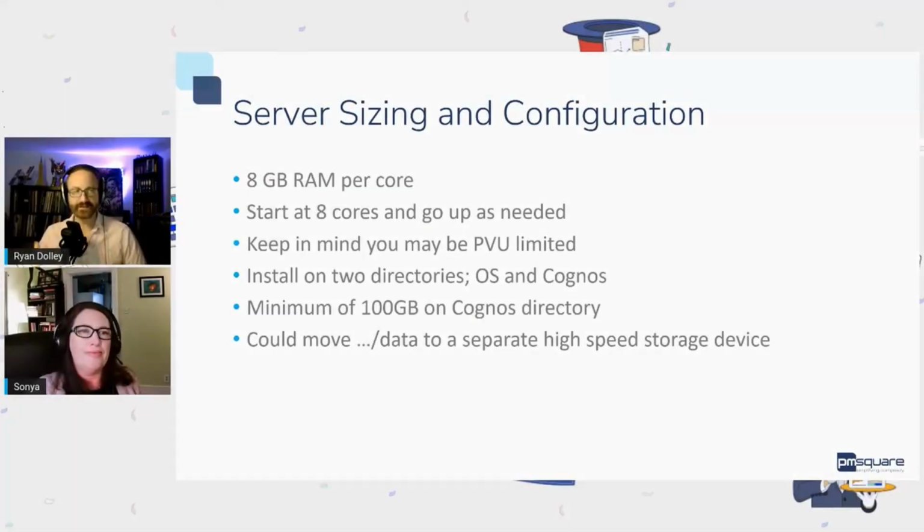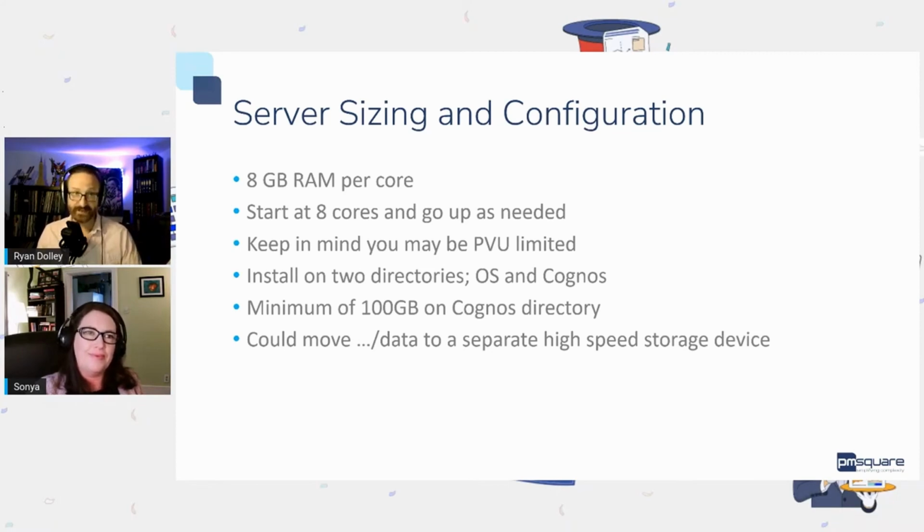The first, and I get asked this question all the time, is server sizing and config. How big should it be? How many cores do I need? How much memory? All of that stuff. There's no hard and fast rule, other than to say, obviously, if you can throw infinite resources at it, then things will be great. But what I generally tell people is at least 8 gigs of RAM per core.